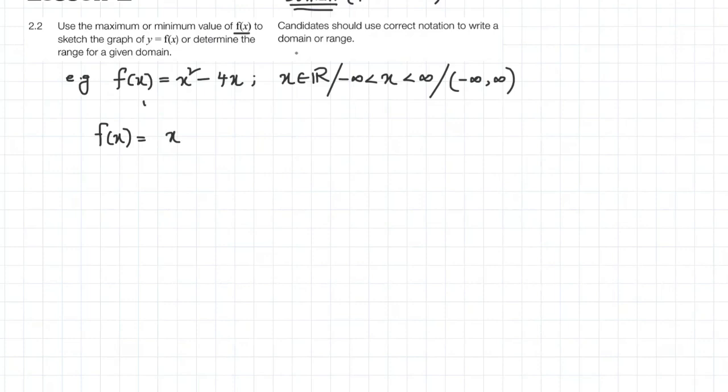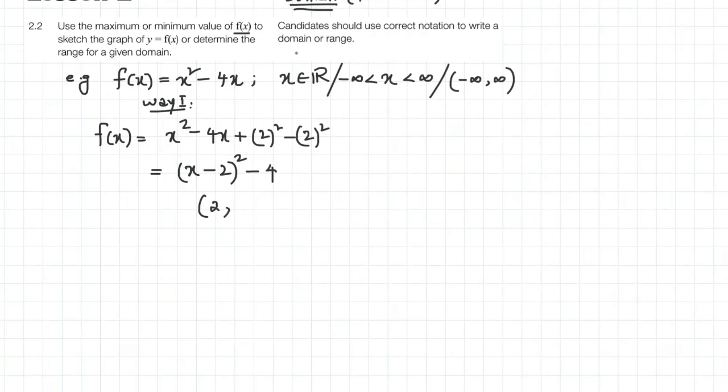So way one. You can write this by taking half the coefficient of x, which is 4, half of it is 2, squared, added and subtracted. By now, I believe you are familiar with this idea. So this is x minus 2 whole squared minus 4. Using the completed square form, the x coordinate of the vertex is 2, and the y coordinate is negative 4.